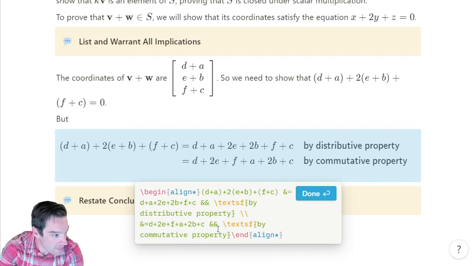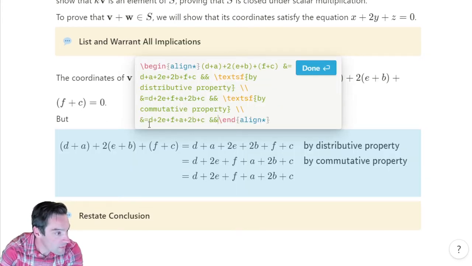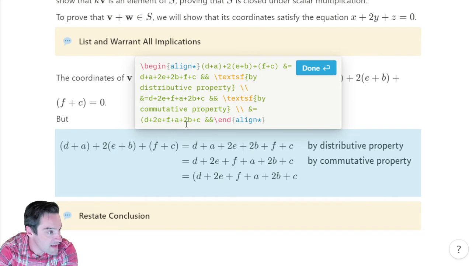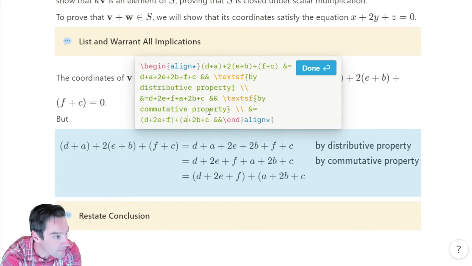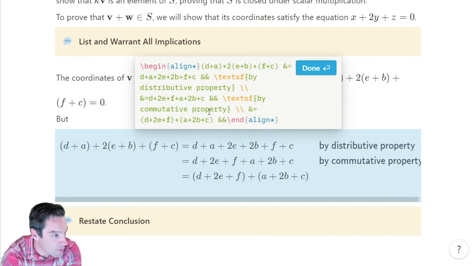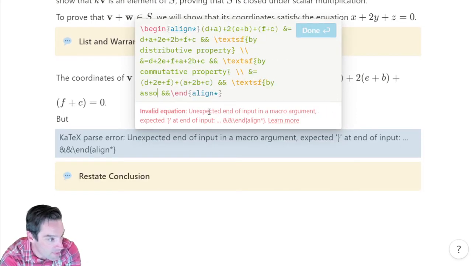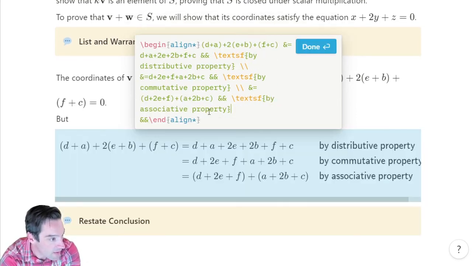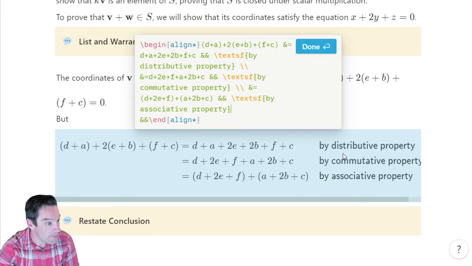Okay, and now that we have those things together, now is the time for us to use what we know about the numbers A, B, C, D, E, F. And what is it that we know about those numbers? We know that D, E, and F together satisfy something, and we know that A, B, and C together satisfy something. And I can group those things together, and I'm being really pedantic now, by the associative property of addition. I can just put those parentheses in there, right?